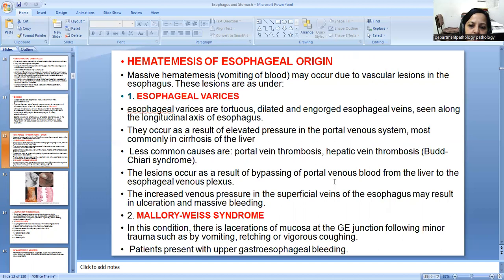Second is Mallory-Weiss syndrome. In this condition, there are lacerations of mucosa at the GE junction following minor trauma such as by vomiting, retching, or vigorous coughing. Patients present with upper gastrointestinal bleeding.